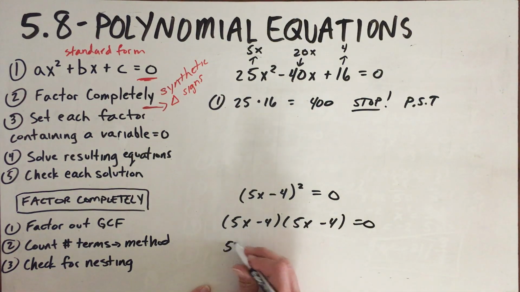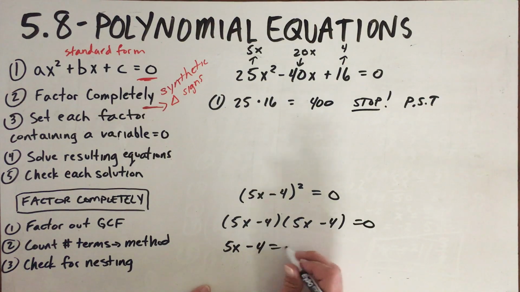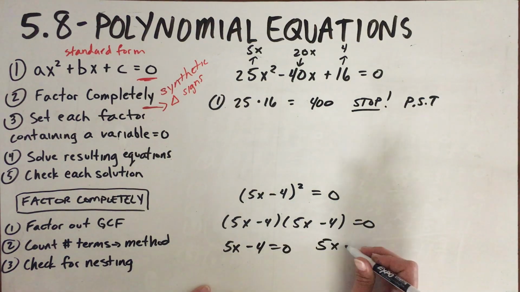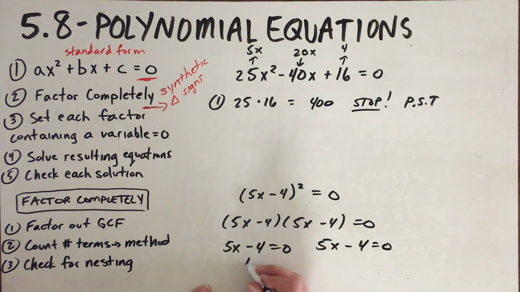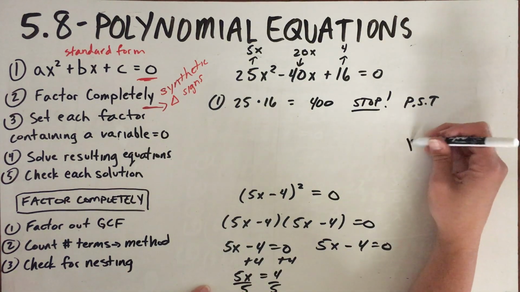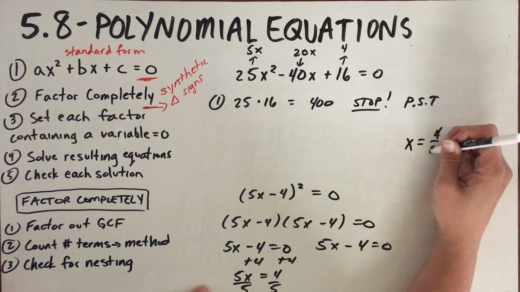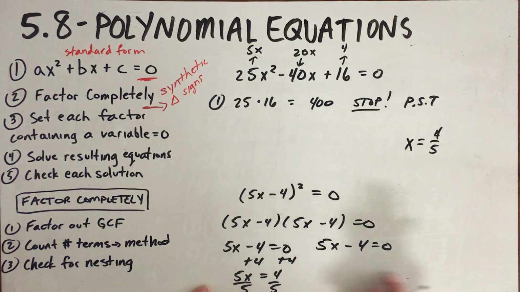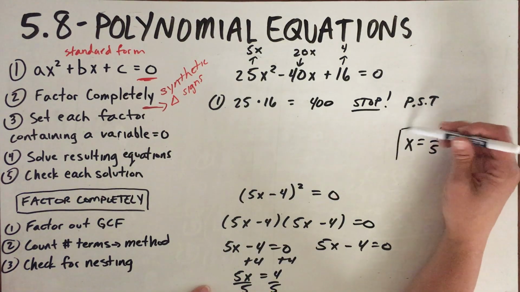So if I set this factor equal to 0, and I set this factor equal to 0, they're the same equation, right? So I get that 5x is equal to 4 divided by 5. I think I'm off the screen here. So let's say x is 4/5. And if I solve this equation right here, I'm going to get exactly the same thing because they're the same factors. Okay, so I actually only get one answer here.